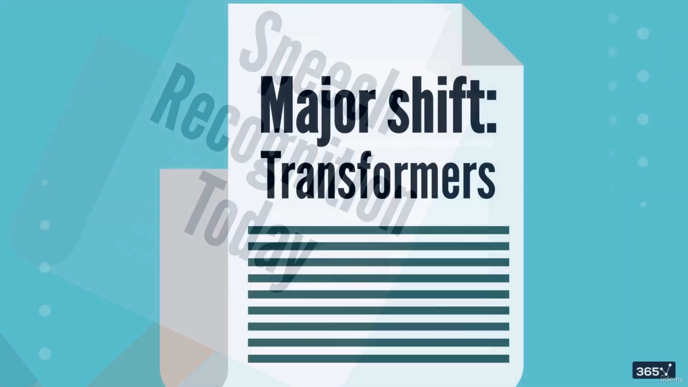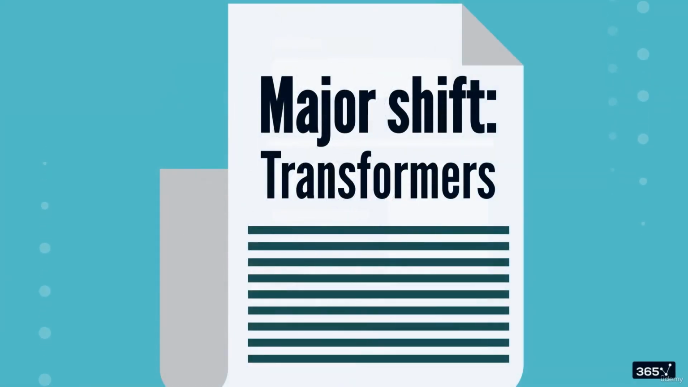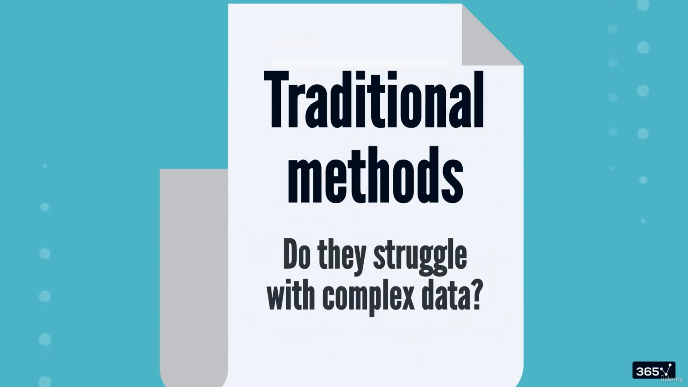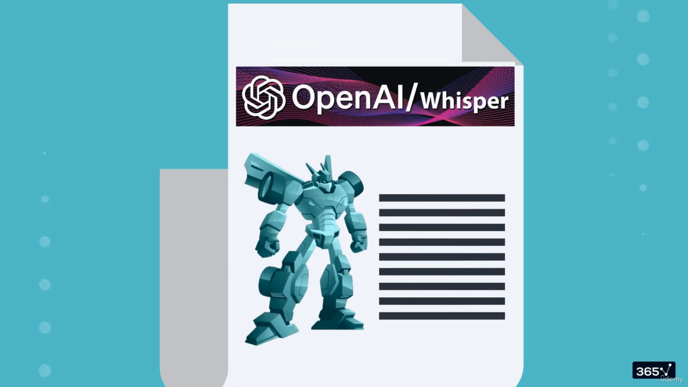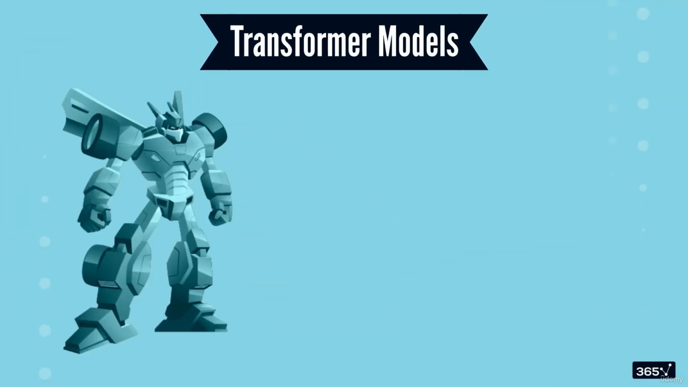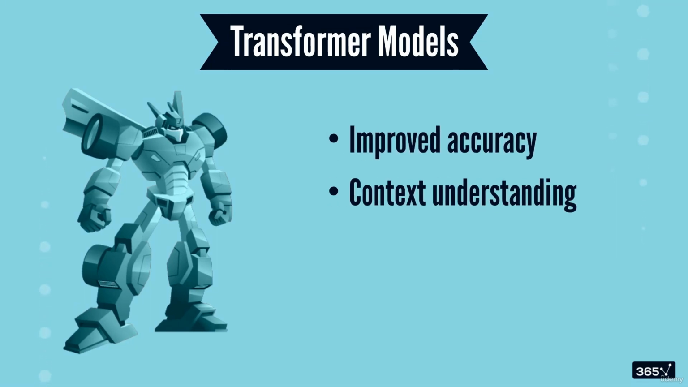Let's start by discussing the major shift to transformer-based speech recognition models. Traditional methods, such as the Google Web Speech API, are effective but often struggle with complex and noisy audio data. This is where transformer-based models like Whisper AI come into play. Transformer models have revolutionized speech recognition by improving accuracy, context understanding, and adaptability.